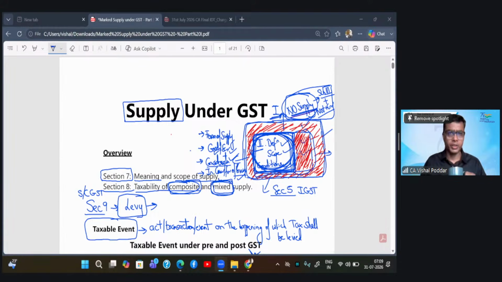Okay, Radha is saying she has no doubts. Anybody else has a query or doubt? No? Chalo then.